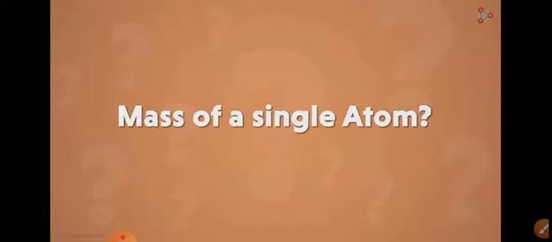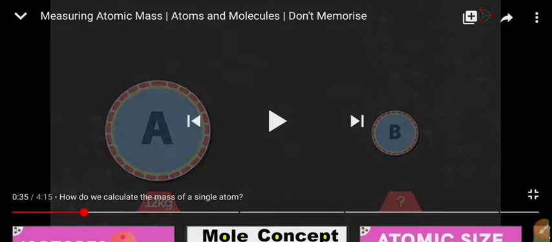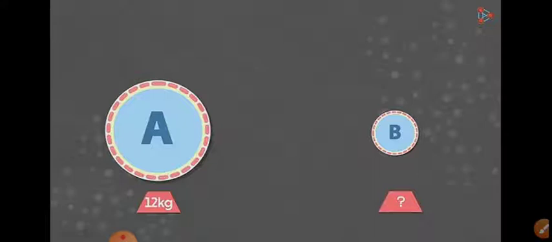To find the relative mass of an atom, we consider one experiment. Through this experiment we will get the knowledge of what exactly relative mass is. Here we are considering two objects, A and B. Object A has a mass which we know, 12 kilogram. Object B also has a mass. Obviously, if a thing is present in the universe, it definitely has a mass, but we don't know that mass. We have to find it.